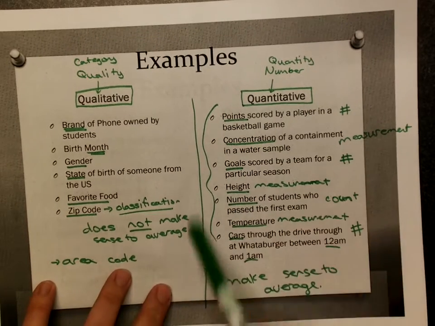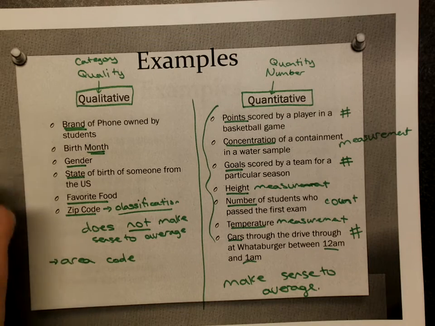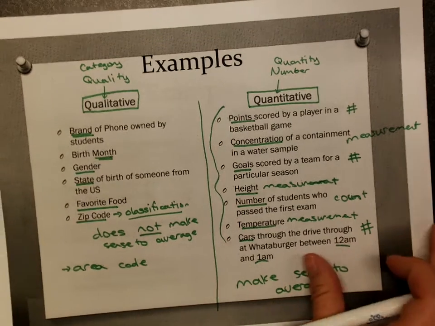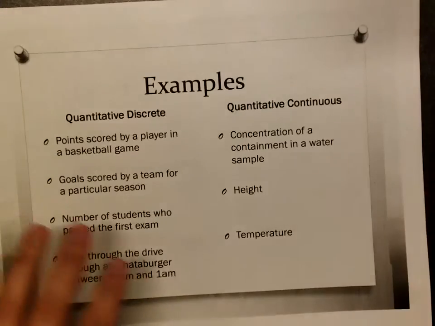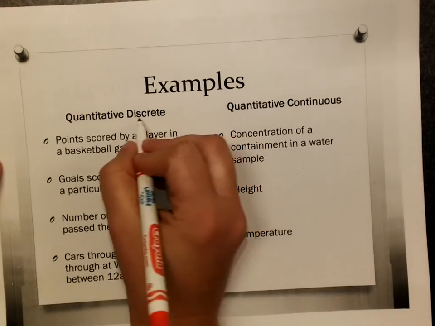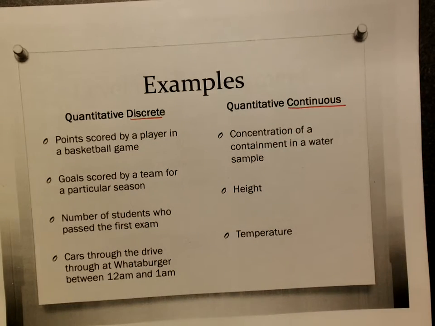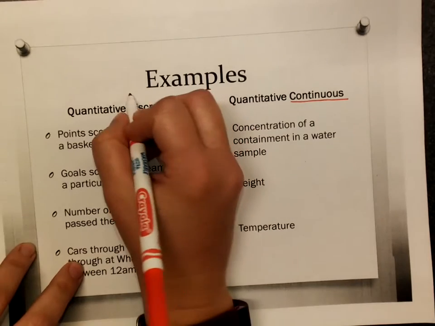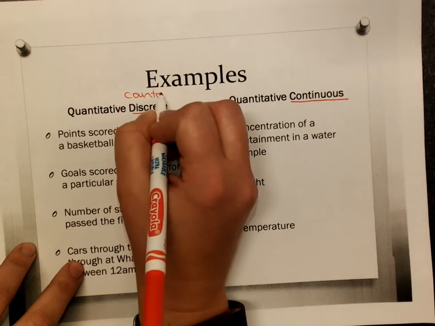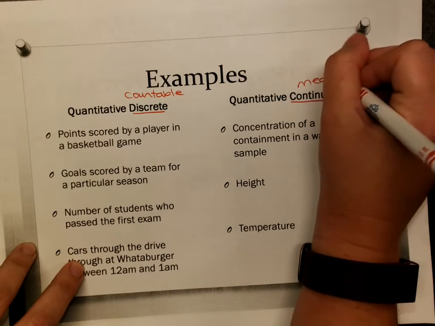Now within quantitative, there are two different types, and you might have kind of started noticing that through the list. There are two different types of quantitative variables. So we'll look at that next. We have discrete, and then we have continuous. So discrete, remember we said is countable, and continuous is a measurement.